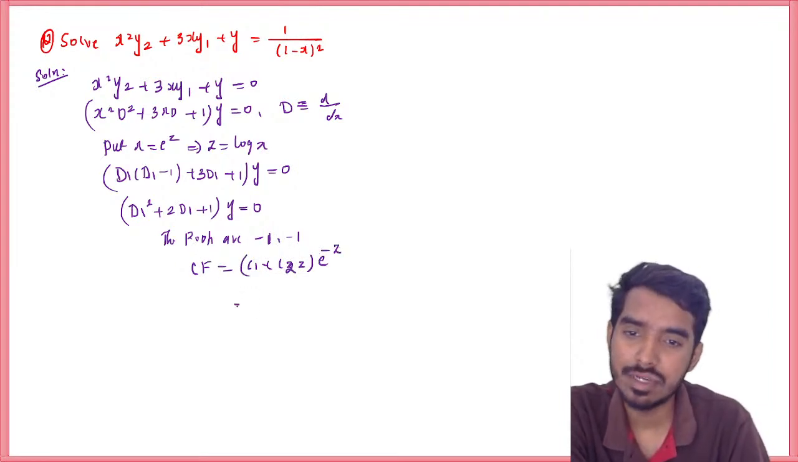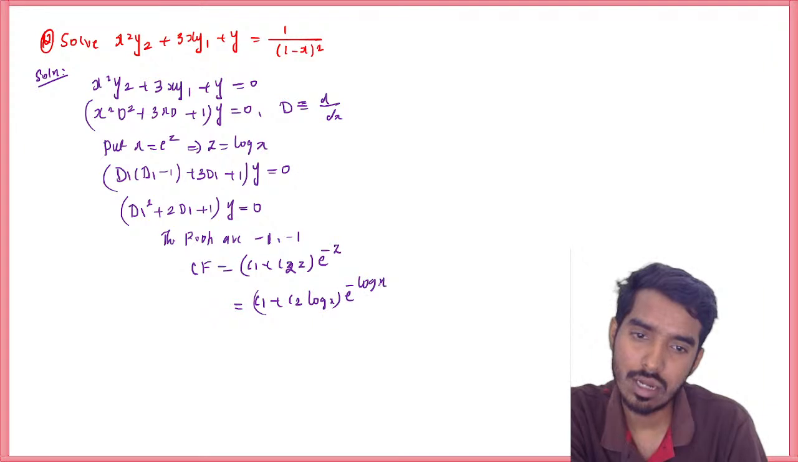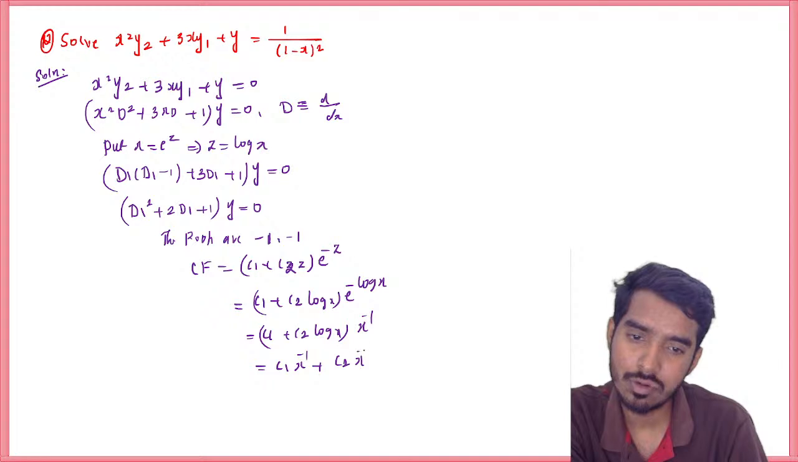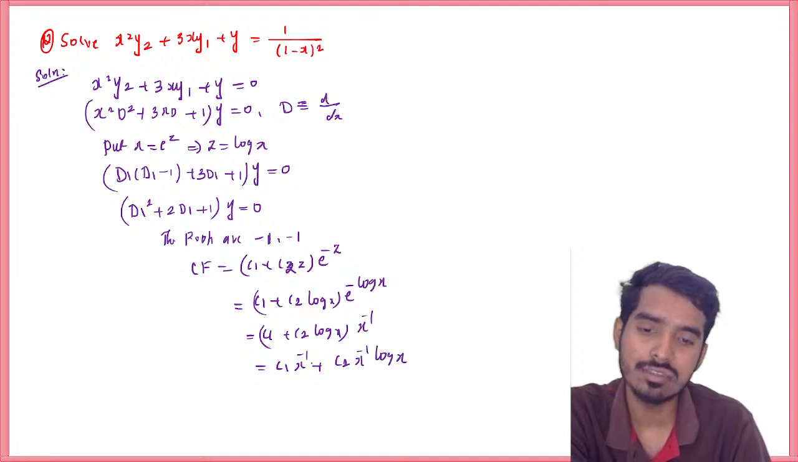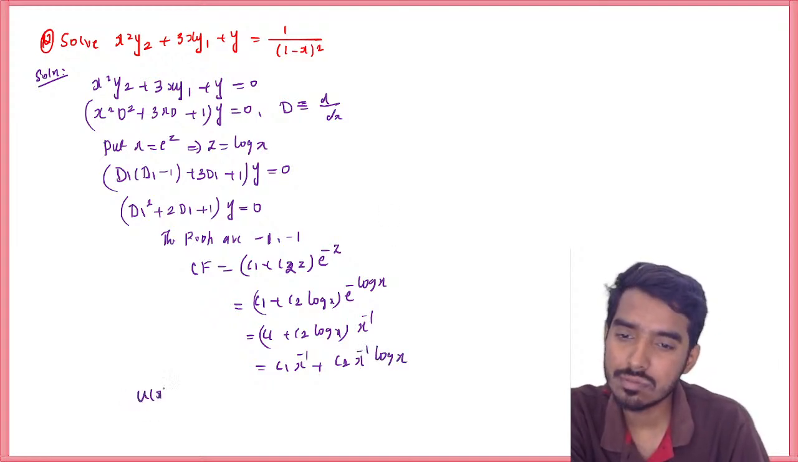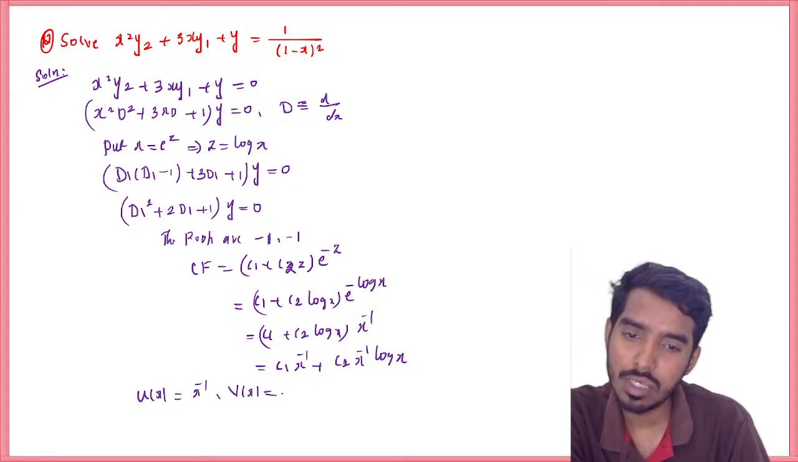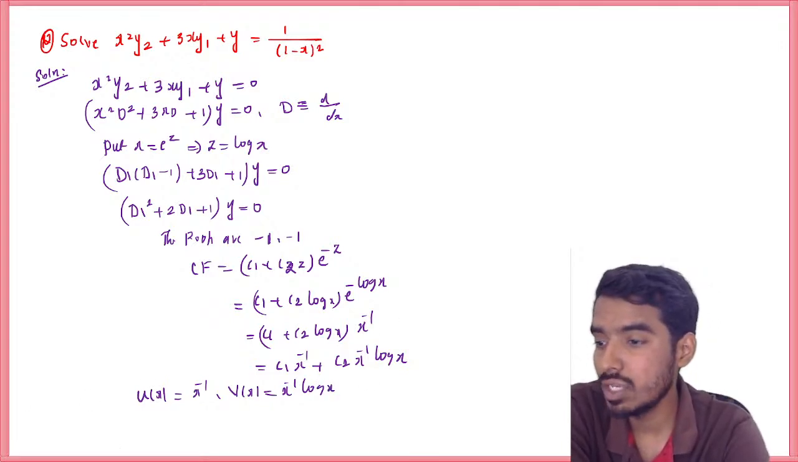This is your complementary function. So z is log x, e power minus log x, nothing but x power minus 1. So we have u of x to be x power minus 1, and v of x to be x power minus 1 log x.